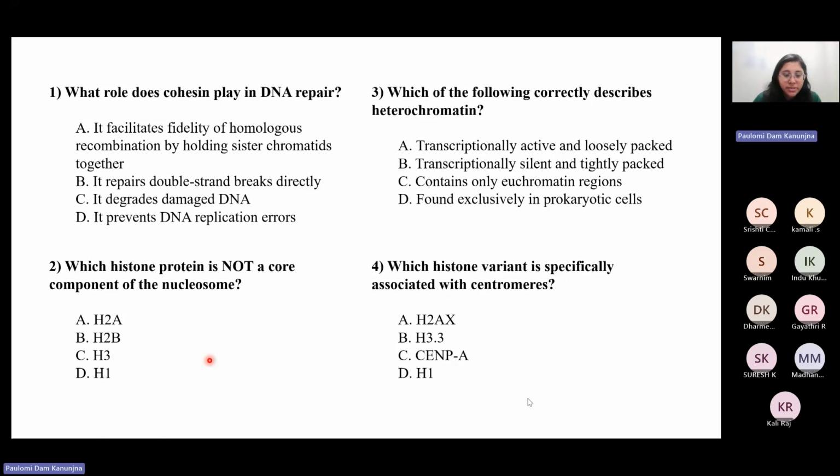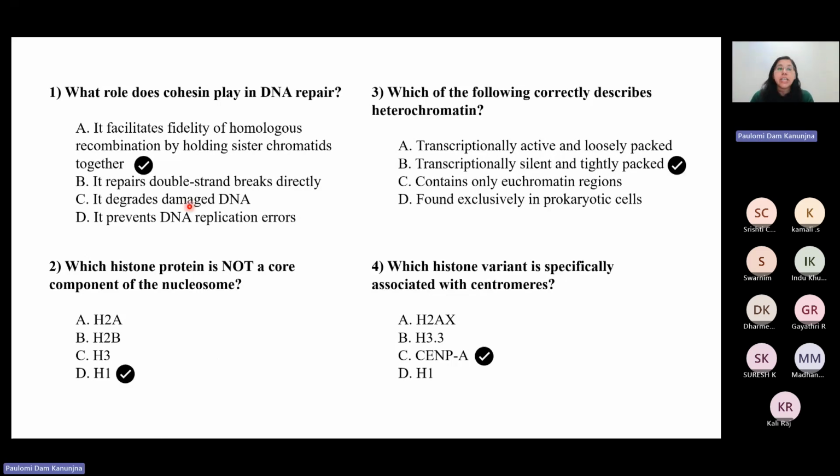Okay, ADBC. Right. I'll give the answer so that we can read quickly.